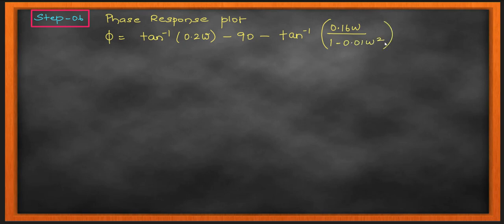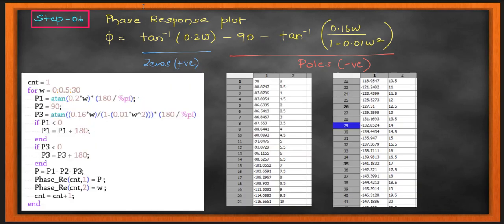The steps are: after doing the substitution, s is equal to j omega, and then simplifying it and taking the tan inverse of imaginary by real, then applying the sign of positive for zeros and negative for poles, I get my phase response equation to be in this manner: tan inverse of 0.2 omega, minus 90, minus tan inverse of 0.16 omega divided by 1 minus 0.01 omega square.